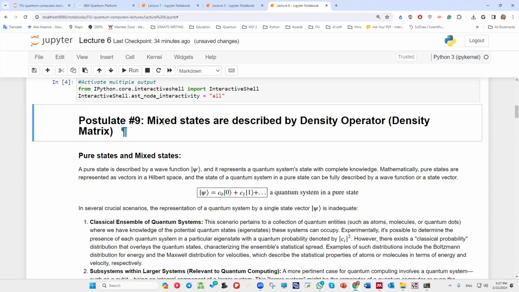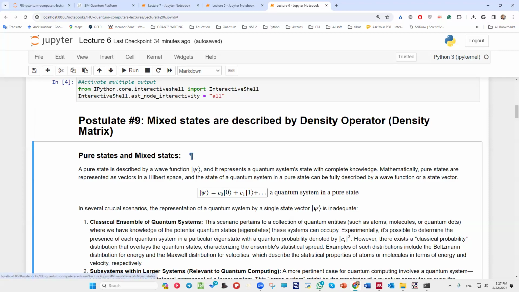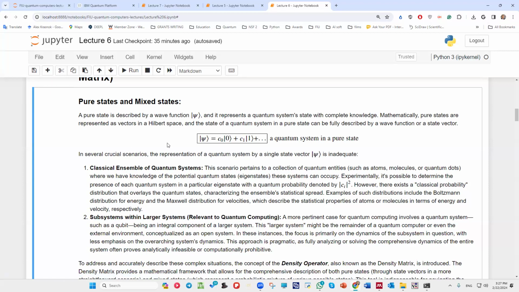Okay, so we transit to postulate number 9. Postulate number 9, as I formulated, says that the mixed states, so you hear this concept for the first time now, and I'm going to discuss what I mean by a mixed state in what follows. But let us formulate this first like this: the mixed state is described by the density operator, also known as the density matrix.